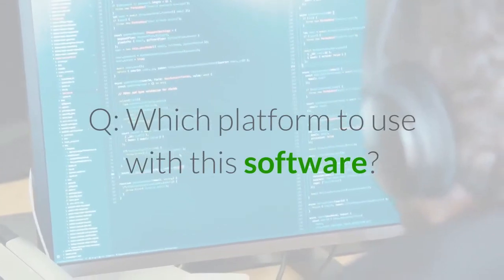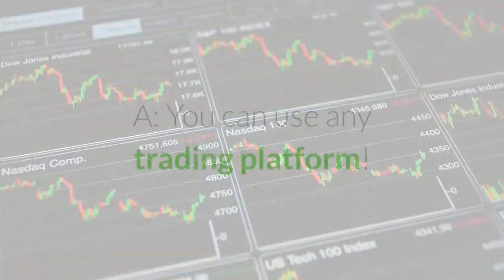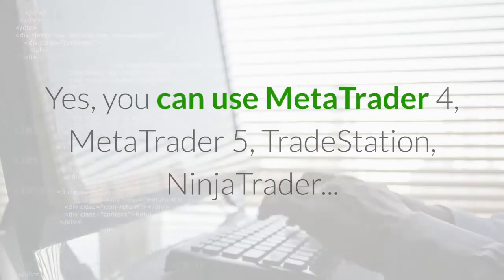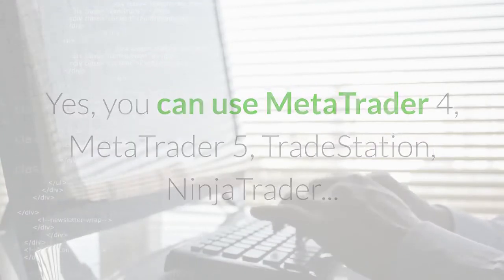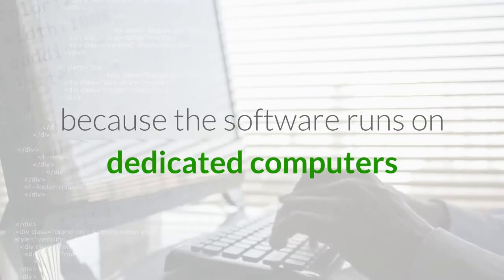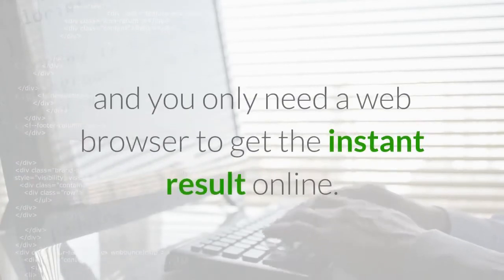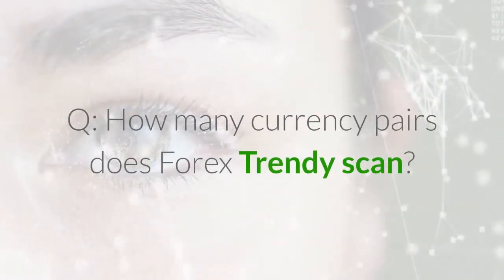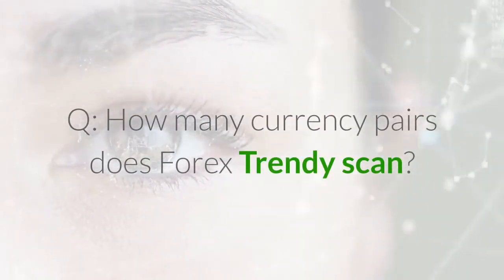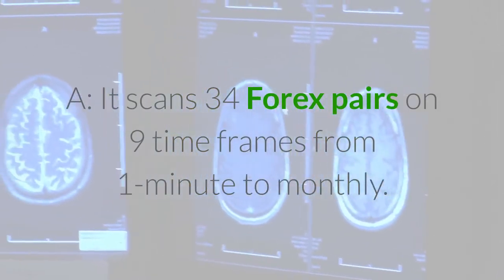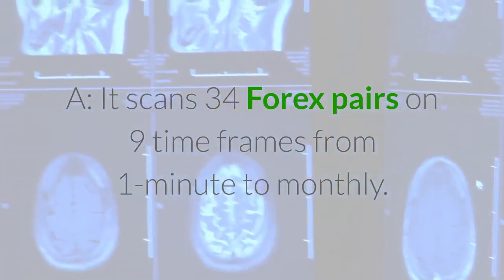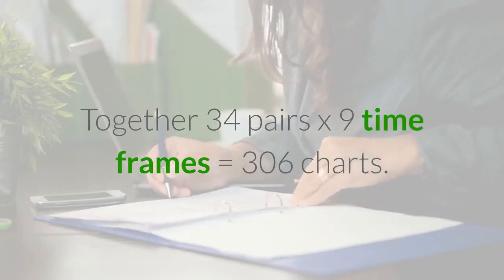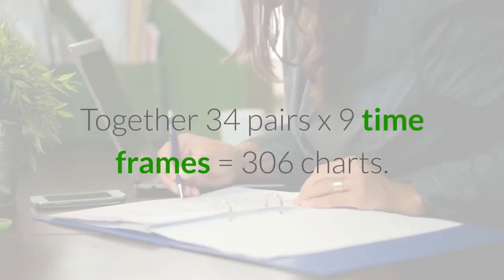Q. Which platform to use with this software? You can use any trading platform. Yes, you can use MetaTrader 4, MetaTrader 5, TradeStation, NinjaTrader, because the software runs on dedicated computers and you only need a web browser to get the instant result online. Q. How many currency pairs does Forex Trendy scan? It scans 34 Forex pairs on 9 time frames from 1 minute to monthly. Together 34 pairs x 9 time frames equals 306 charts.